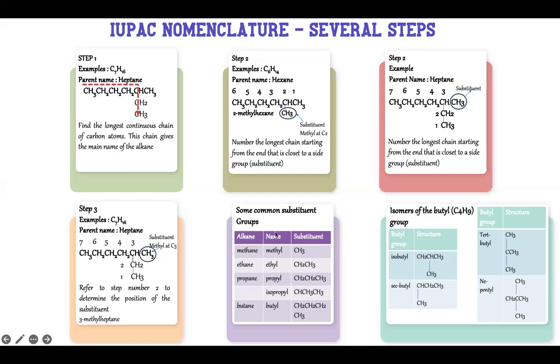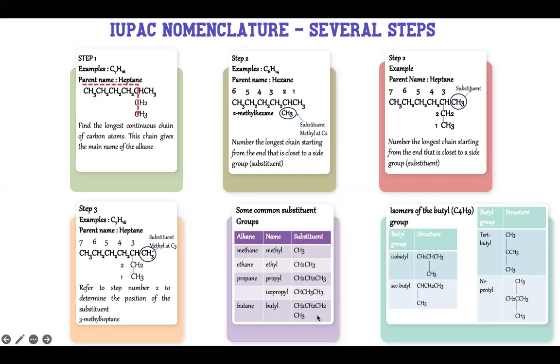And finally, you have some common substituent groups. For methane, the name is methyl, and the substituent is CH3. Ethane is ethyl, CH2CH3. Propane is propyl, CH2CH2CH3. Isopropyl is CH(CH3)CH3, and butane is butyl, CH2CH2CH2CH3.